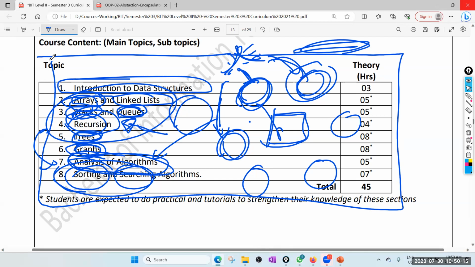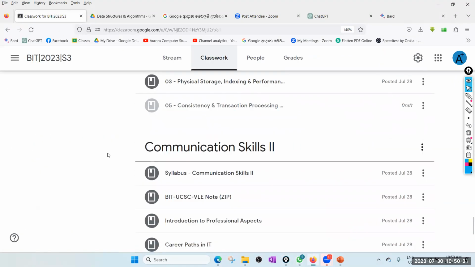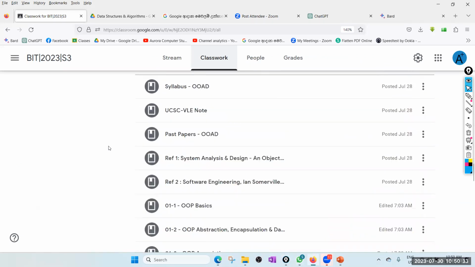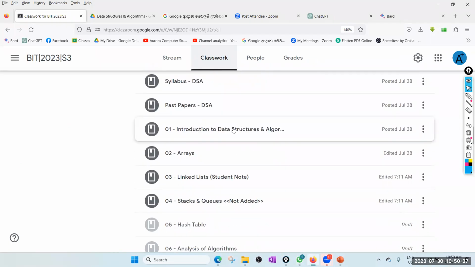Right. So now I hope you know what you are supposed to get at the end of this subject. Okay. Right. So again, I have uploaded the first few notes to the Google Classroom. Where is that? Right. So the introduction to data structures and algorithms, arrays, linked list, I have uploaded. Others we have not uploaded yet.